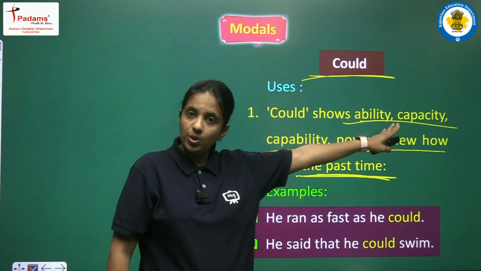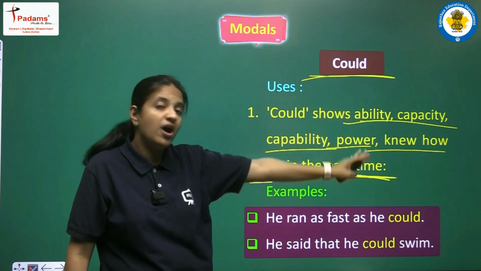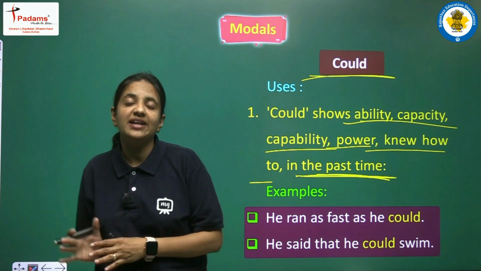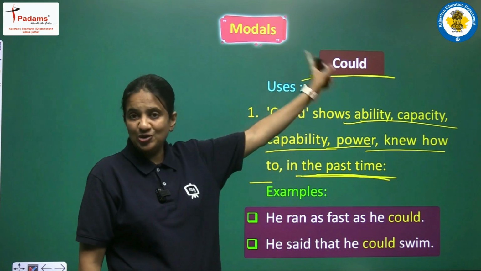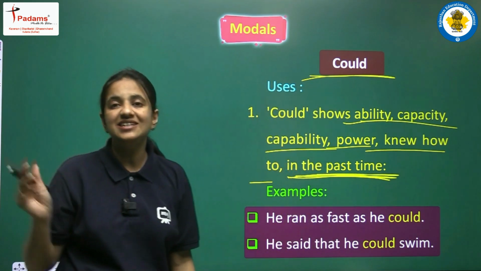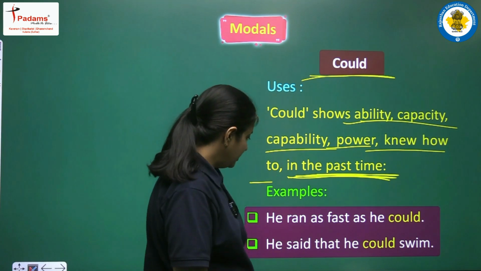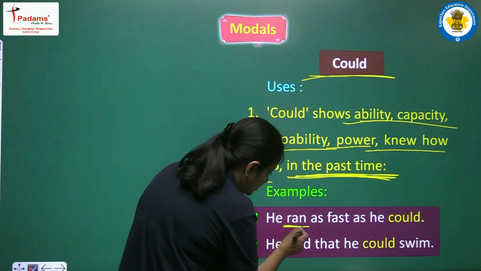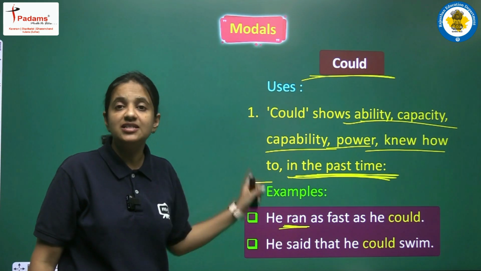Because we were having the same words when we were discussing can: ability, capacity, capability, power, knew how to. But what is the difference here? The difference is that when we were talking about can, all these words were in the present time, but now when we are talking about could, all these words should be in the past tense. Alright, so now let's see the examples here. The first example is he ran as fast as he could. Students, here we can notice that we are having ran, that is the second form of the verb. It means we are having past simple tense here.